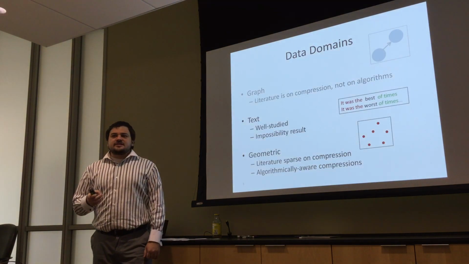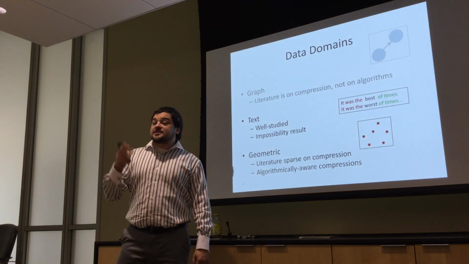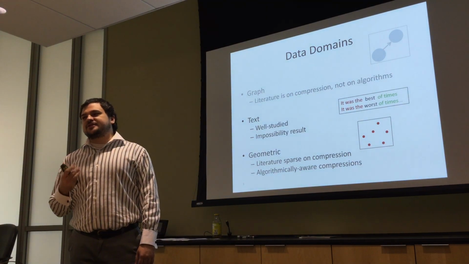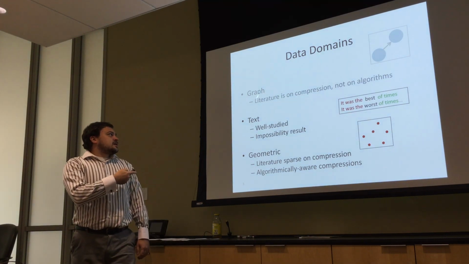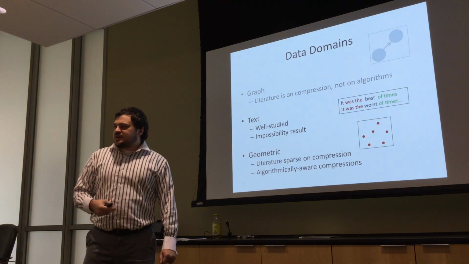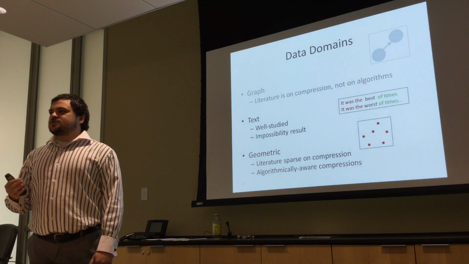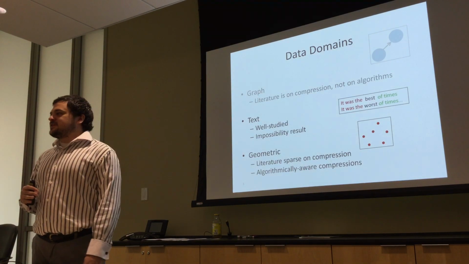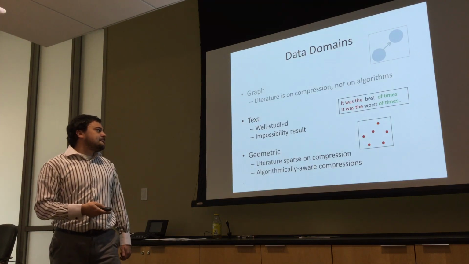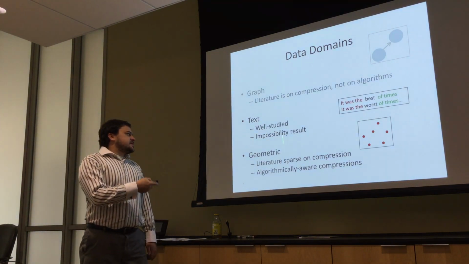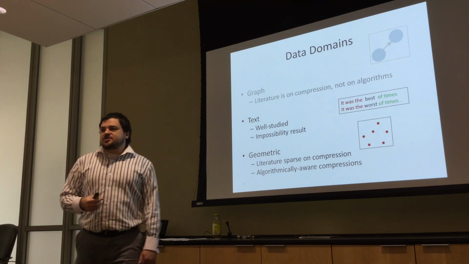Now, towards this end, in my dissertation I discussed 3 different data domains for these compression-aware algorithms. The first is compression-aware algorithms for graph data. I discussed this in my proposal presentation. I'm going to skip it in the interest of time today, but it's in my dissertation if you'd like to read about that. And instead, I'm going to be discussing text-based data and geometric data.